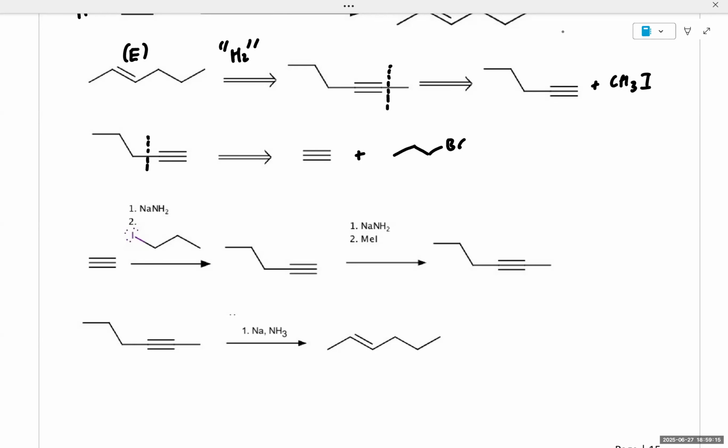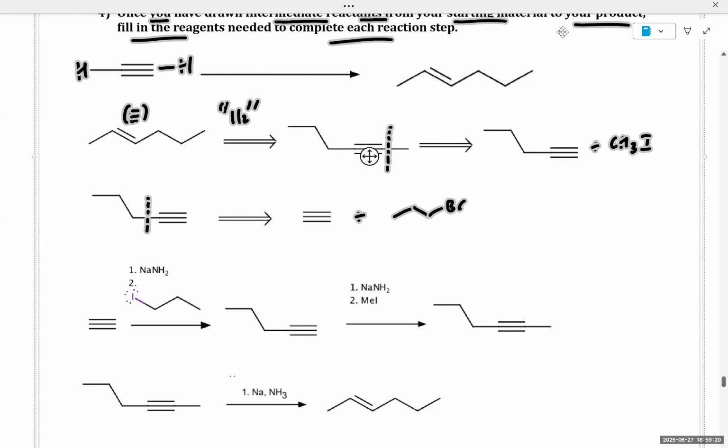So in retrosynthesis, you work backwards from your product to your starting material in single steps. Where can I get this product from? I can get it from here. Where can I get this product from? I can get it from here. And you repeat that process until you trace your way back to your reactant. Once you have traced all the way from your product to the reactant, you draw the forward route where you fill in the reagents necessary to complete each transformation.